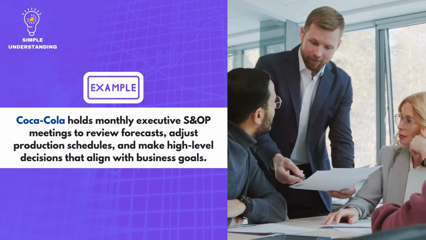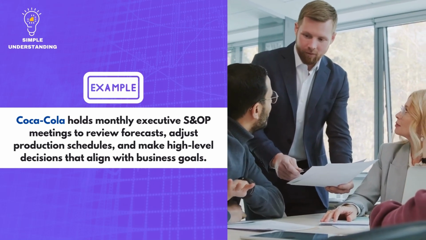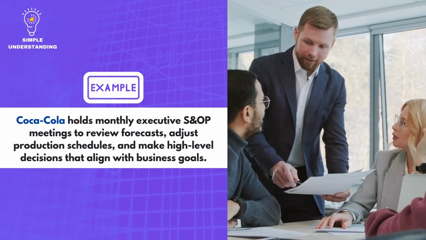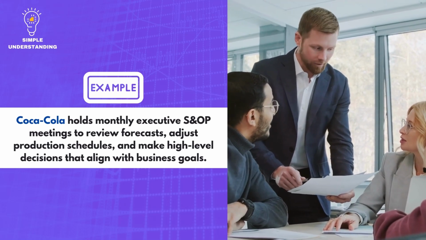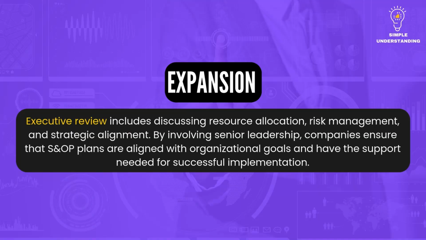Real company example. Coca-Cola holds monthly executive S&OP meetings to review forecasts, adjust production schedules, and make high-level decisions that align with business goals. Expansion. Executive review includes discussing resource allocation, risk management, and strategic alignment. By involving senior leadership, companies ensure that S&OP plans are aligned with organizational goals and have the support needed for successful implementation.